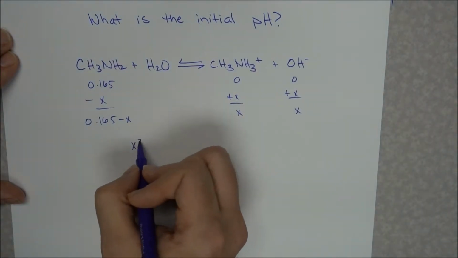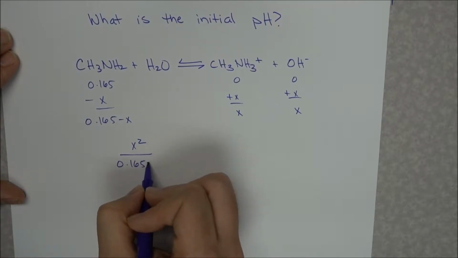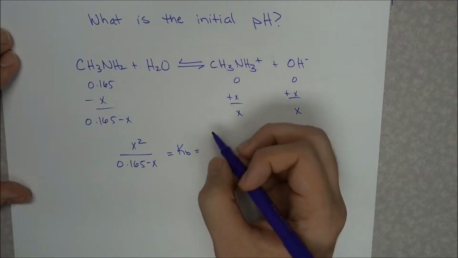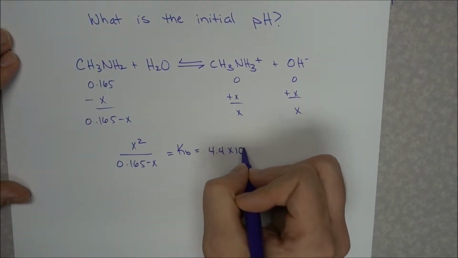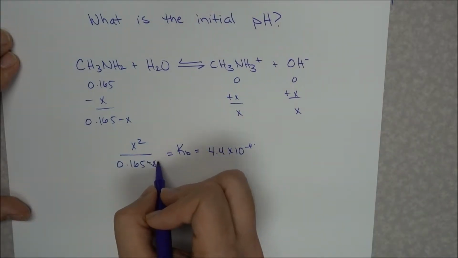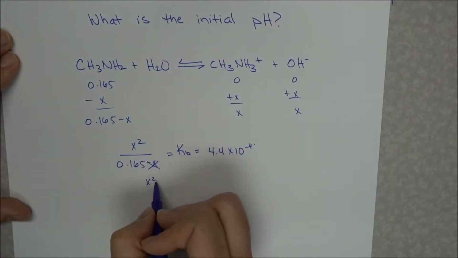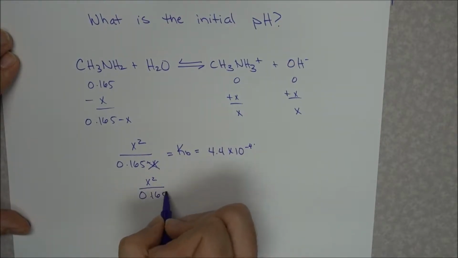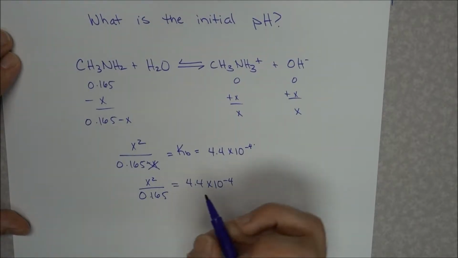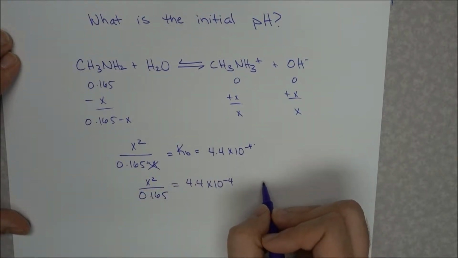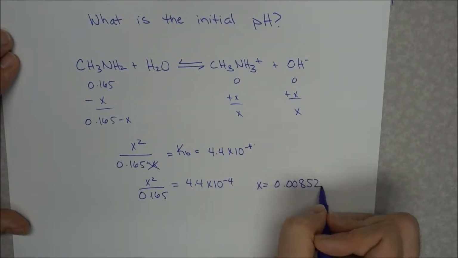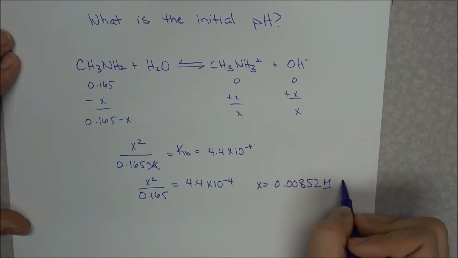When we set this up, x squared over 0.165 minus x is equal to our Kb for this stuff, which when we look it up has a value of 4.4 times 10 to the minus 4. Okay, so we can make our small x approximation. So x squared over 0.165 is 4.4 times 10 to the minus 4. When we solve this for x, we get an x value of 0.00852 molar. And remember, that is our concentration of OH minus.